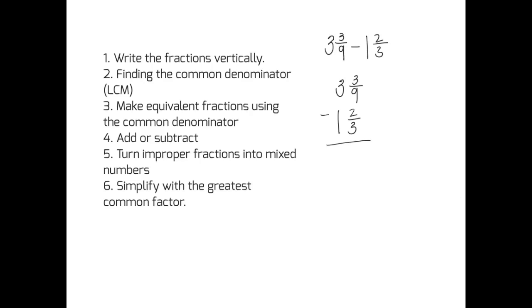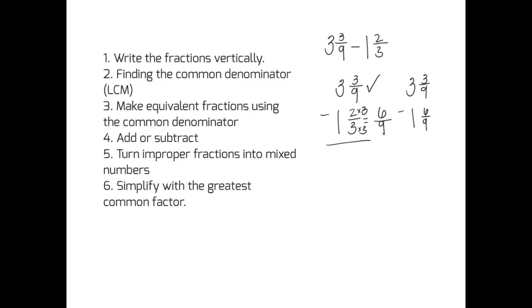9. So 3 and 3/9 gets to stay the same, but I need to change 2/3 into a fraction with a denominator of 9. What do you multiply 3 by to get to 9? 3. Multiply your numerator by that same thing to make an equivalent fraction. 2 times 3 is? 6. 6/9. So now my new problem, if I was to rewrite it, would be 3 and 3/9 minus 1 and 6/9.